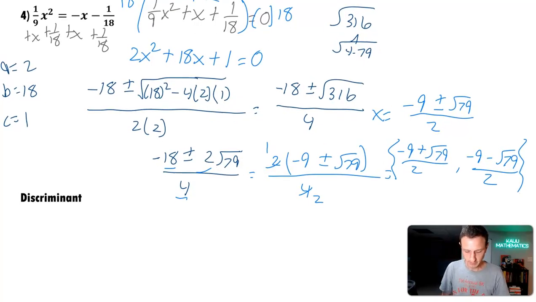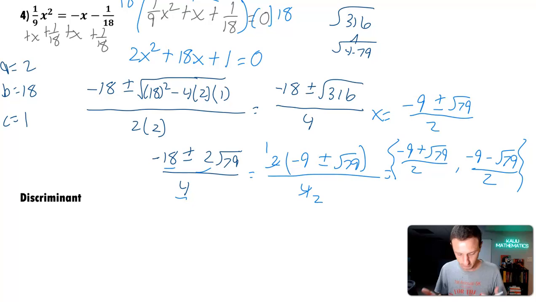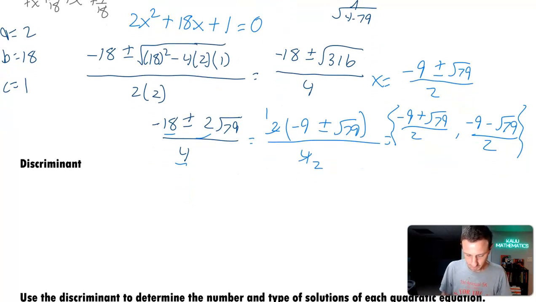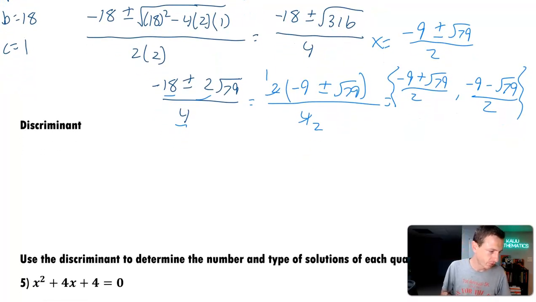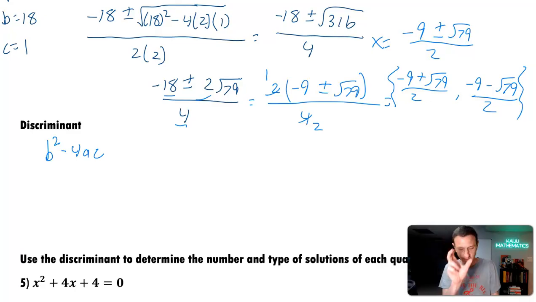So a little messy, not complicated, not difficult, but just messy. That leads us to the discriminant. The discriminant allows us to determine the number and type of solution. So the discriminant is that little piece of the quadratic formula I was talking about before, b squared minus 4ac, the part inside of the radical.